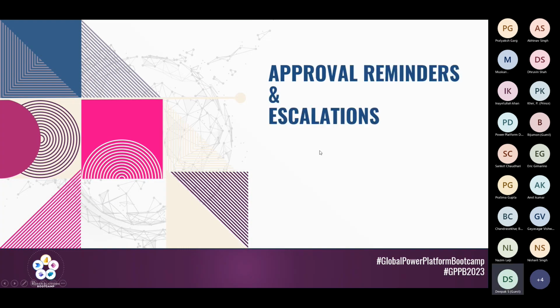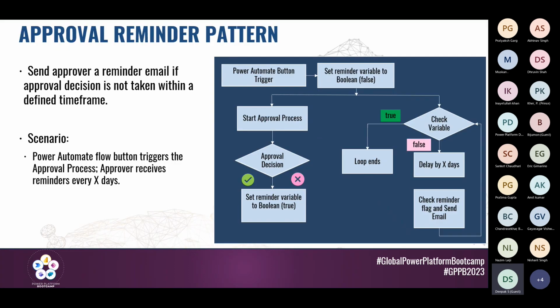Okay, then we have the reminder and escalation. I think someone asked earlier. So we can also set up the reminders. As you know, each approval request is only valid for 30 days. And if the approver does not respond within those 30 days, the flow will automatically be canceled. So you need to make sure that you are setting up that reminder process. It is very simple. You can do it on your existing flow. The only thing that you need to do is check whether the status has been approved or not.